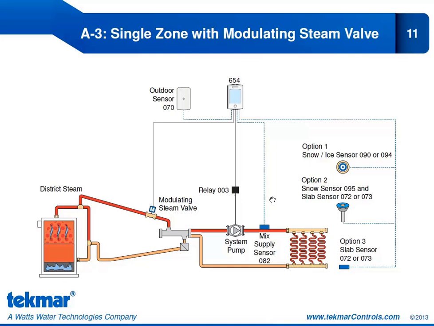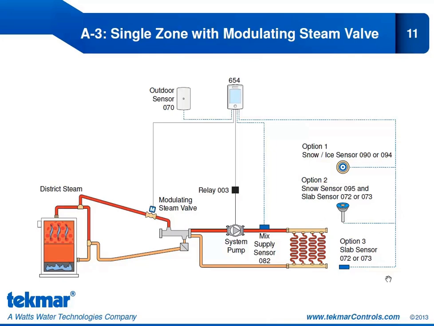We have our mix supply sensor going to the 654 so that we can appropriately control the modulating steam valve. And we have our sensor options. Option 1, which is the snow ice sensor 090 or 094. Option 2, which would be our new snow sensor 095 with a slab sensor 072 or 073. And option 3, which is just the slab sensor on its own.